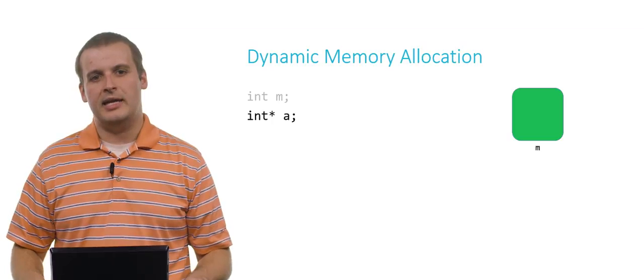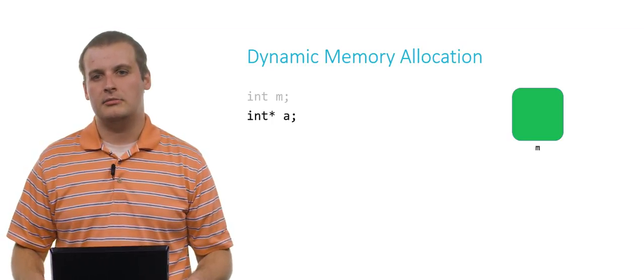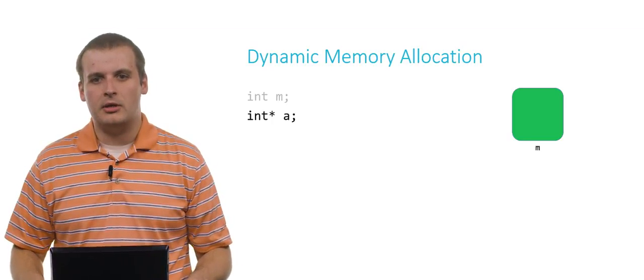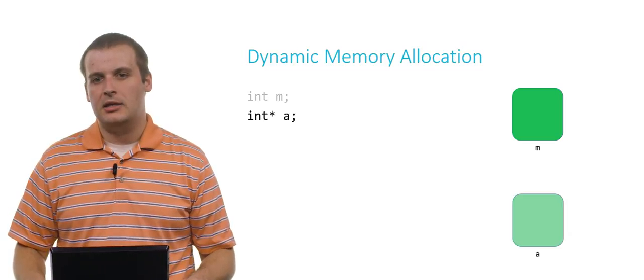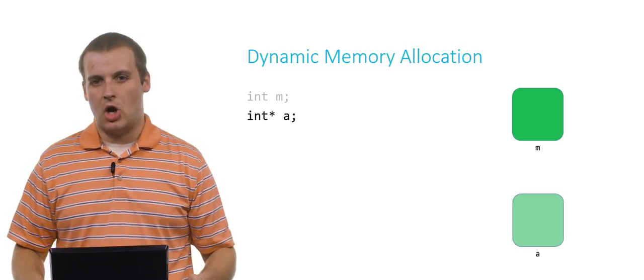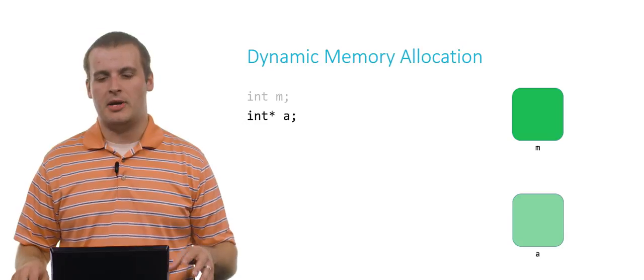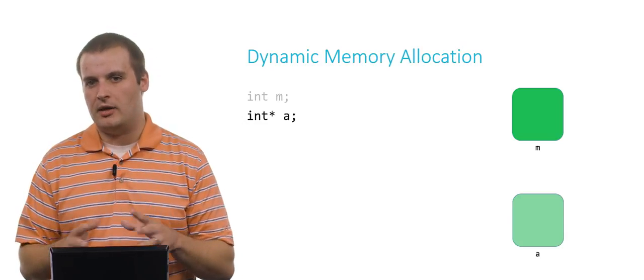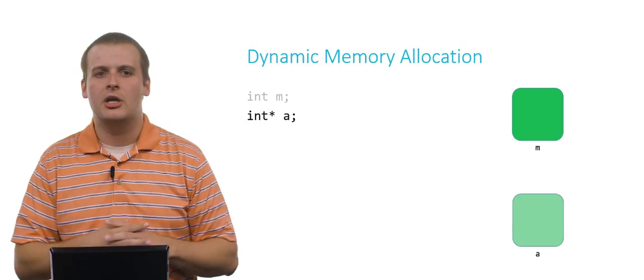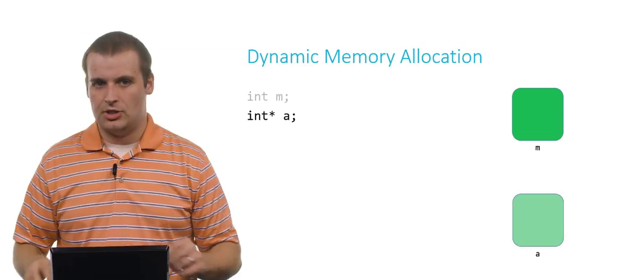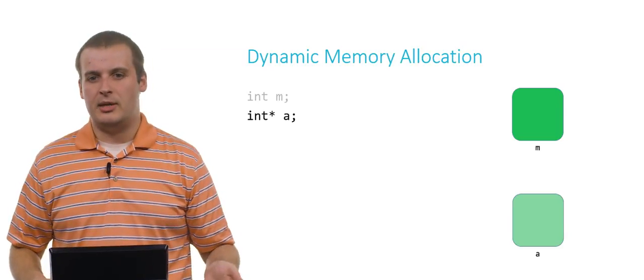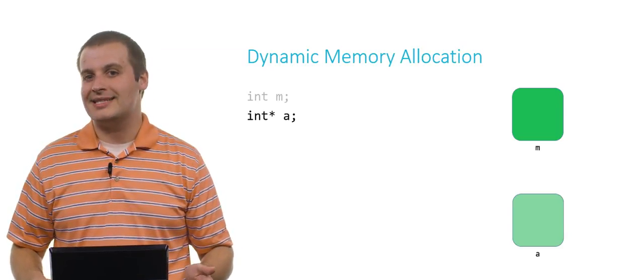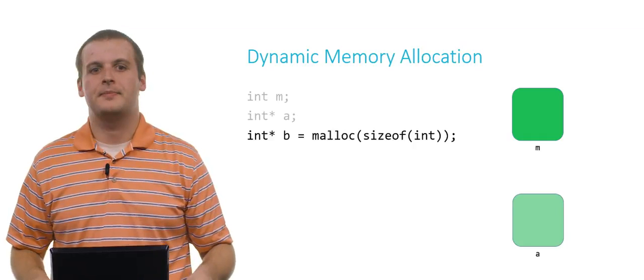What if I then say int star A? Well, that's pretty similar. I'm creating a box called A. It's capable of holding int stars, pointers to integers, so I'm coloring it green-ish as well. I know it has something to do with an integer, but it's not itself an integer. But it's pretty much the same idea. I created a box. Both of these right now live on the stack. I've given them both names.